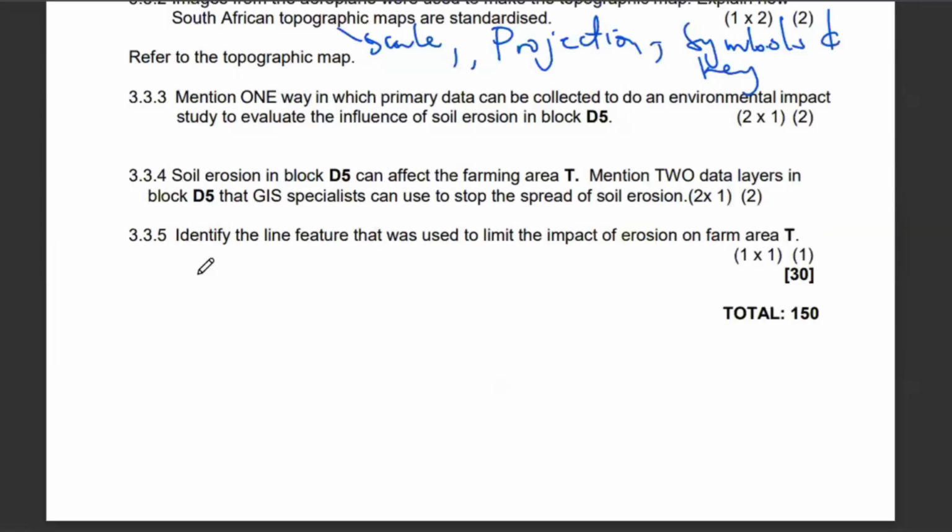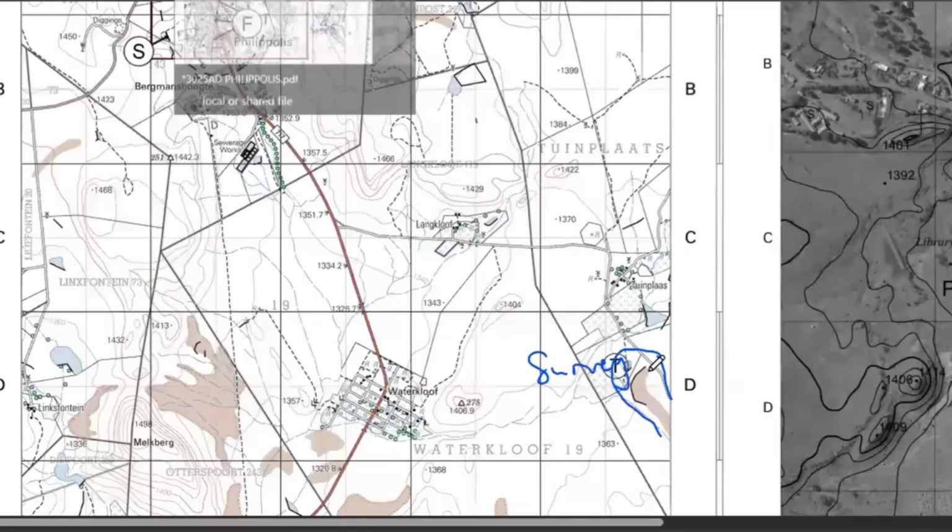Mention 2 data layers in block D5 that GIS specialists can use to stop the spread of soil erosion. We go to the block D5.